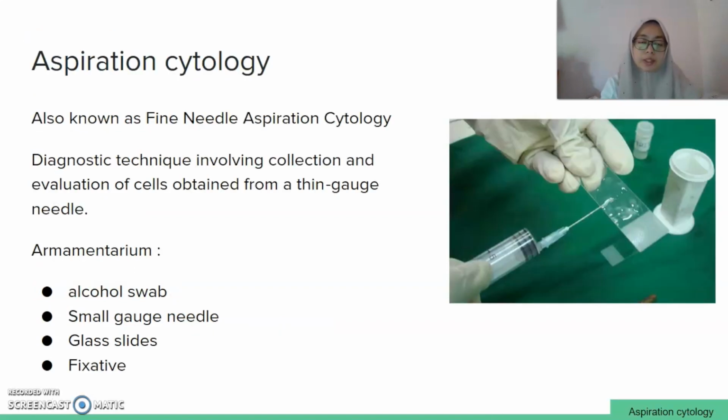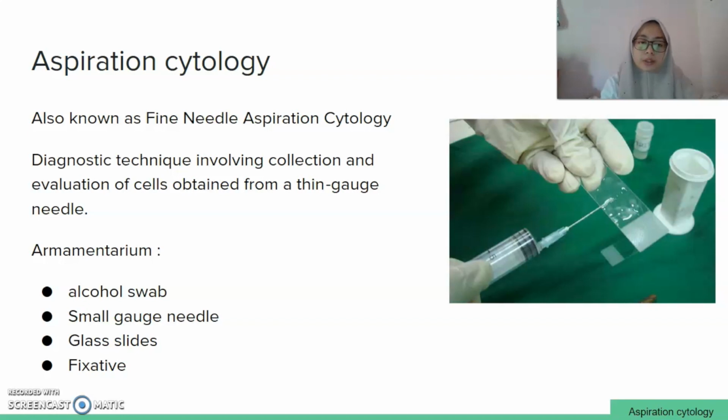Next is aspiration cytology, also widely known as fine needle aspiration cytology. It is a diagnostic technique involving collection and evaluation of cells obtained from a thin gauge needle. For example, from a cyst like OKC, DC, as well as a salivary gland lesion like mucocele and ranula, where it consists of fluid in the lesion. So we use aspiration cytology to diagnose a fluid-filled lesion.